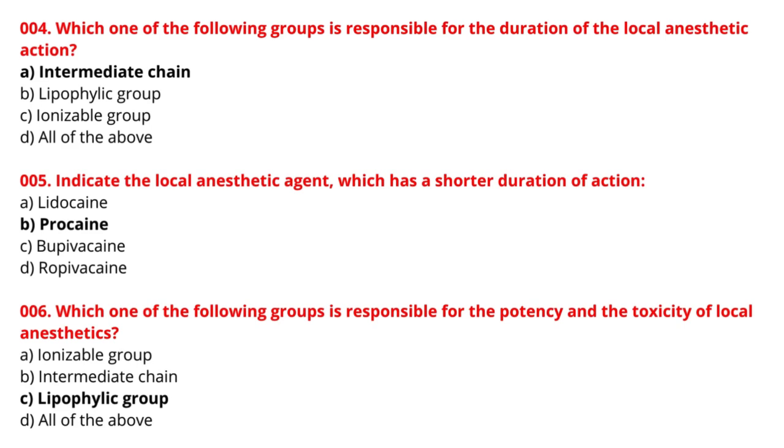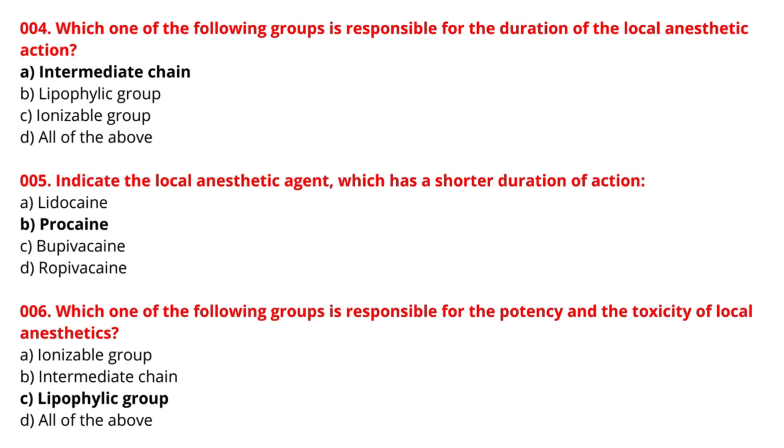004. Which one of the following groups is responsible for the duration of the local anesthetic action? A. Intermediate chain. B. Lipophilic group. C. Ionizable group. D. All of the above. Answer is A. 005. Indicate the local anesthetic agent, which has a shorter duration of action. A. Lidocaine. B. Procaine. C. Bupivacaine. D. Ropivacaine. Answer is B.